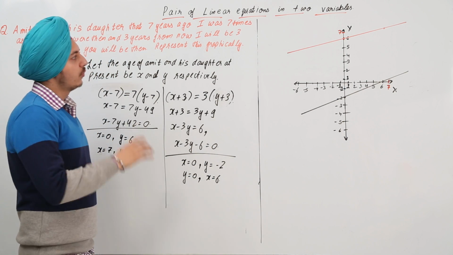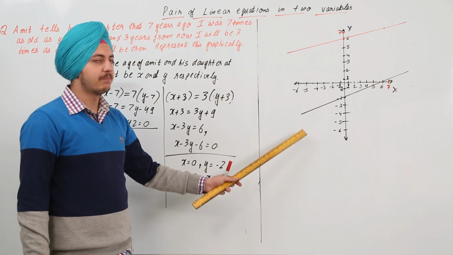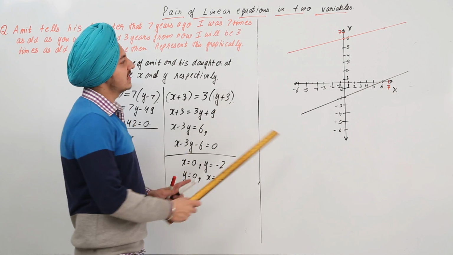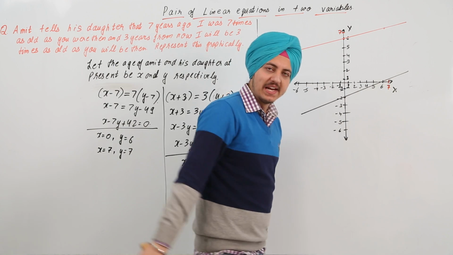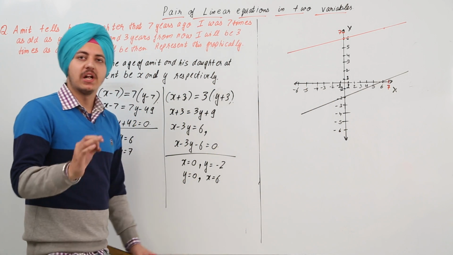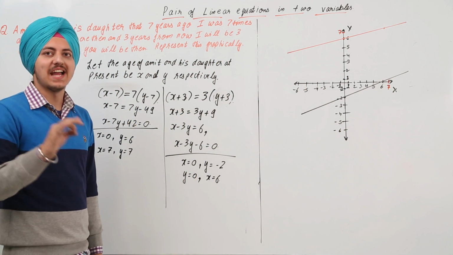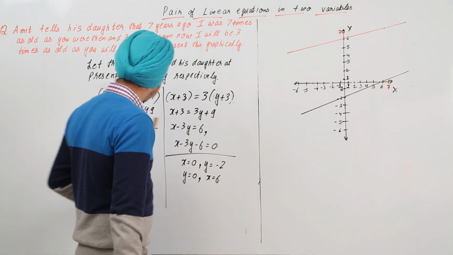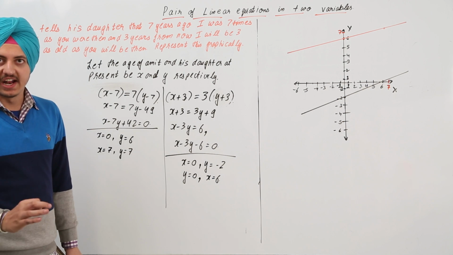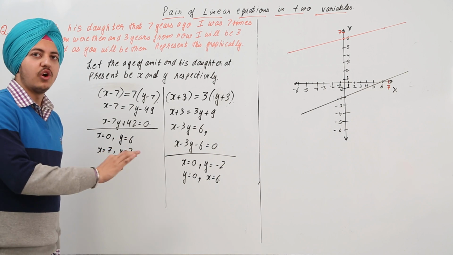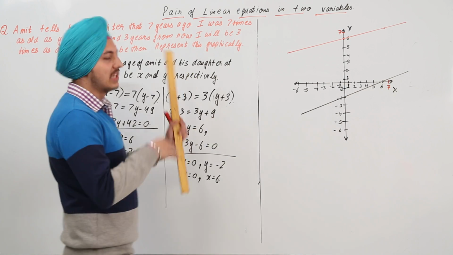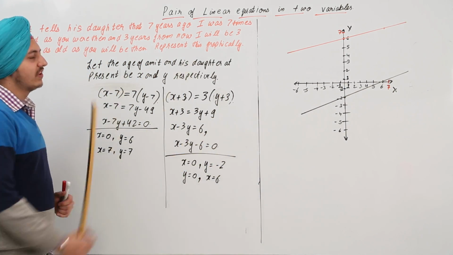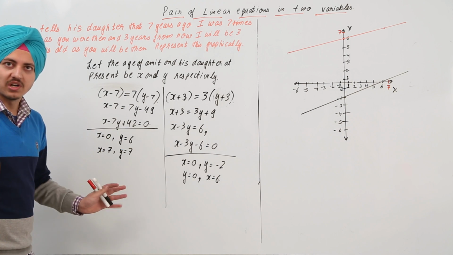Joined. Now we can see these lines are neither parallel nor coincident. So these lines will go on and meet at some point, and from that point we can calculate the value of x and y. Wherever they meet, that value of x and y will satisfy both the equations, and we will get the age of Amit and his daughter. That is the solution. This question we just had to represent graphically, so we have done that. Simple. Did you understand the steps?